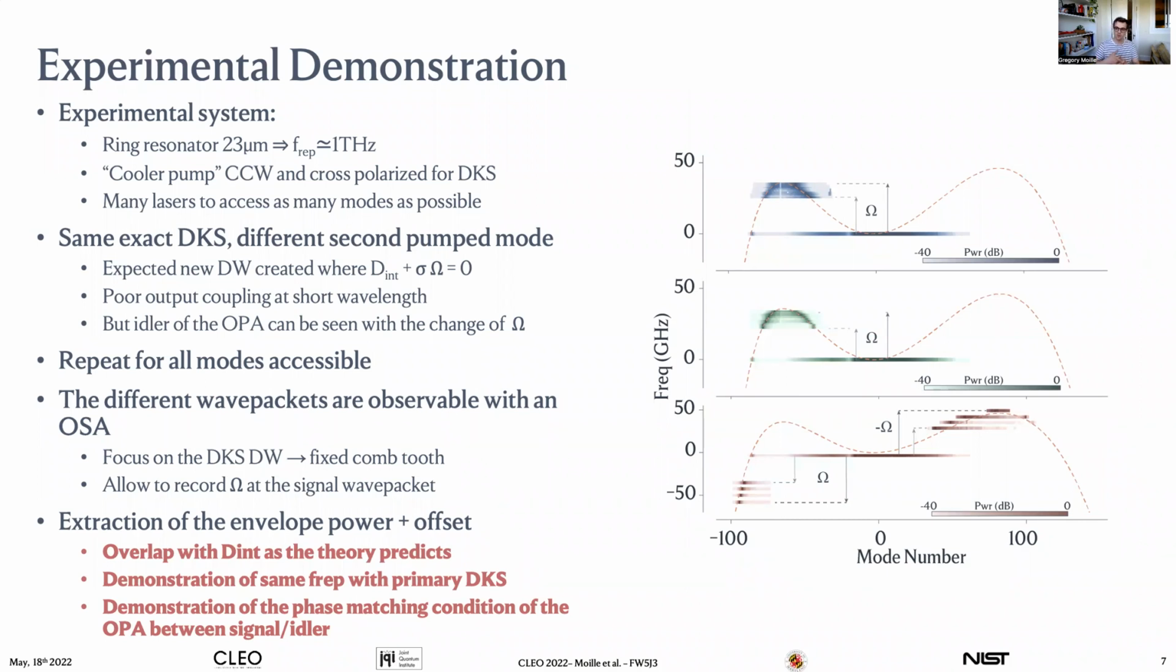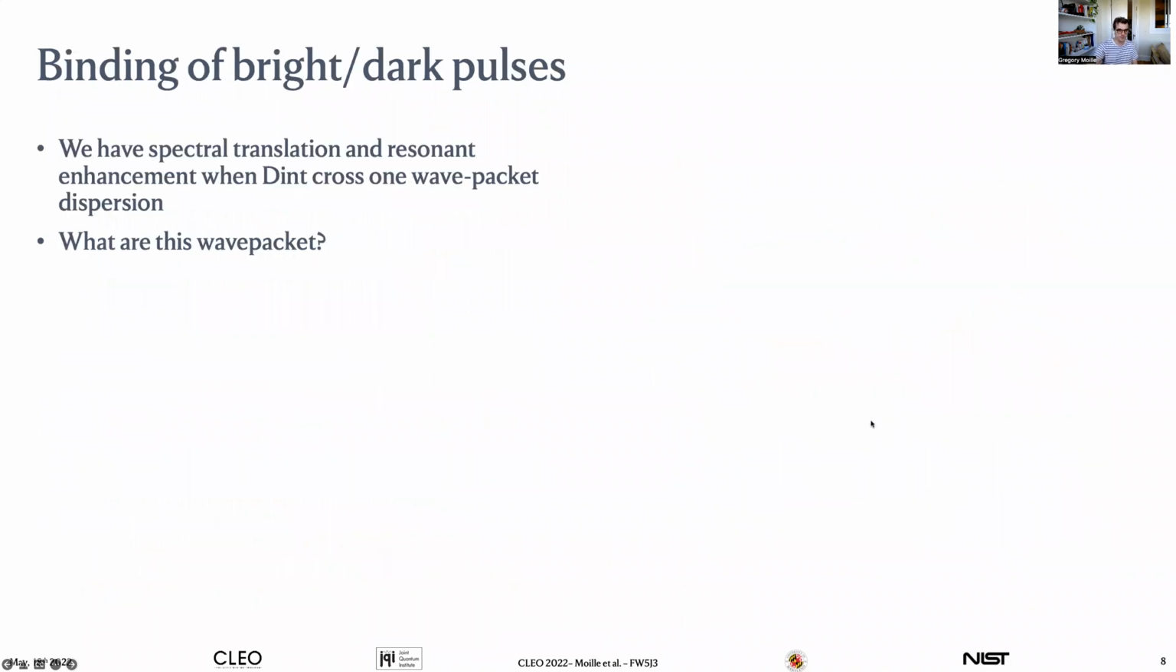What we can see is, first of all, it matches the integrated dispersion, which means that the primary DKS and the other wave packet don't have a different slope. That means they are at the same repetition rate. And what we can also see is that the phase matching is true. That means we have an OPA system, because we only have a change of sign between the omega of the signal wave packet here and the idler wave packet.